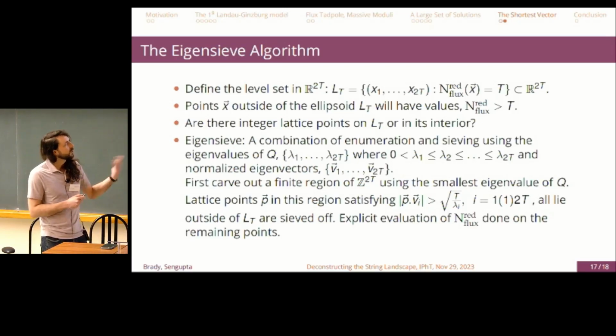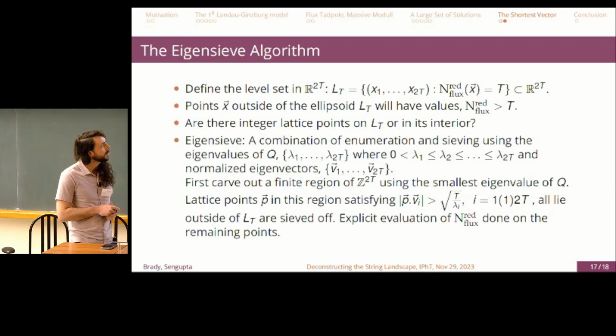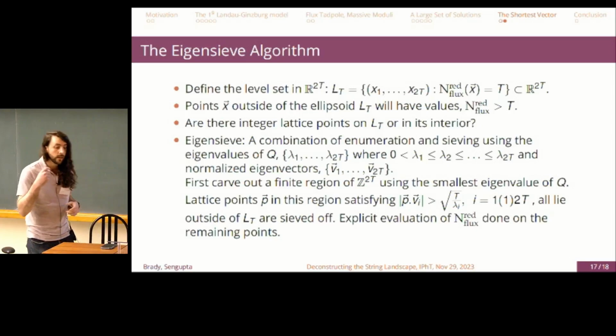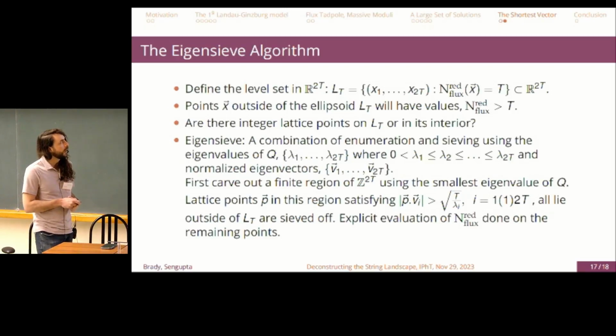So this allows us to go through a set of points, millions of points, and check this condition, which improves calculation time significantly. All the points that lie outside of this are sieved off. For those that remain in this reduced region, we explicitly evaluate the flux, and actually calculate this value now.